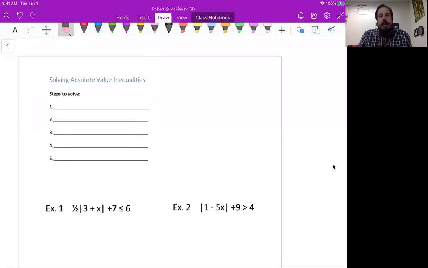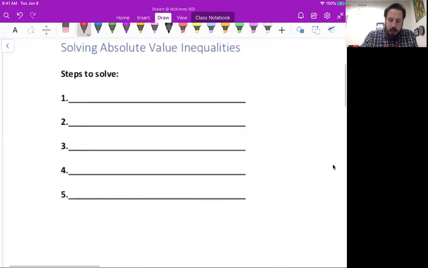Hey, what we're looking at today for our notes is solving absolute value inequalities. Now, we talked earlier about solving absolute value equations, and we had 5 steps. We're going to revisit those 5 steps with a few changes in them, okay? So our first step is still the same. We isolate our absolute value.